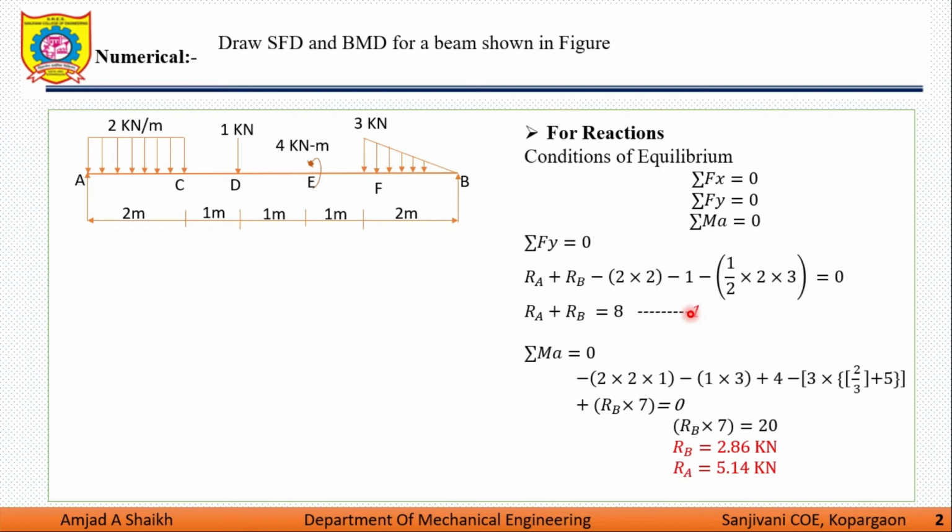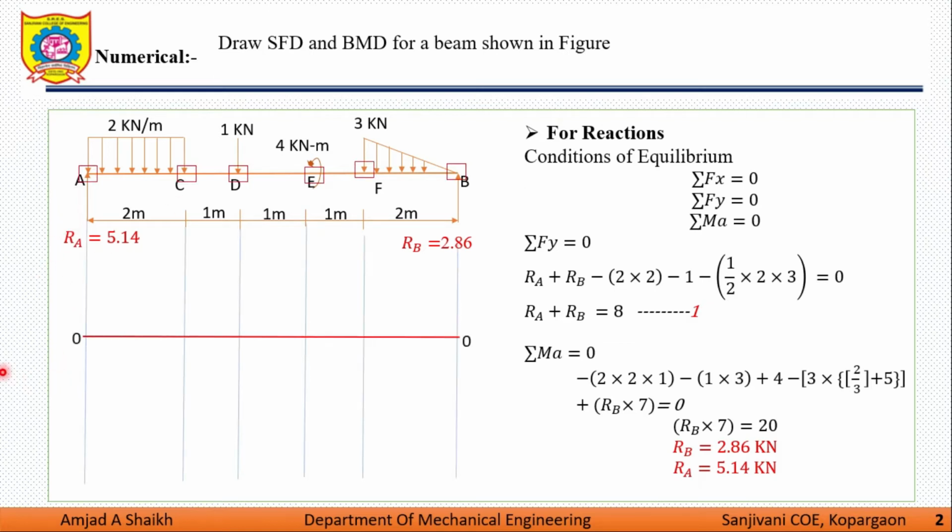So it is important here to know how we are converting the value of UDL into point load, how we are converting the value of UVL into point load, and how we take the distances. This is important. So to draw SFD and BMD, mark the value of RA and RB in the diagram. Just extend the point from this line, which represents 0 shear force.